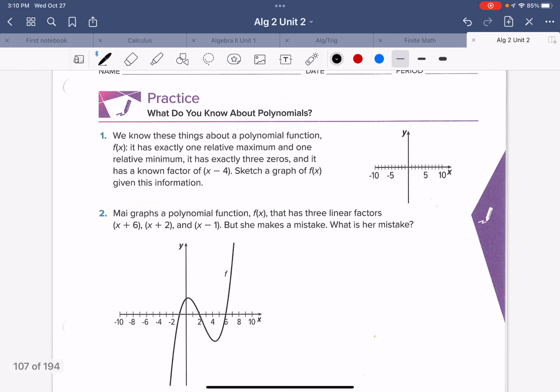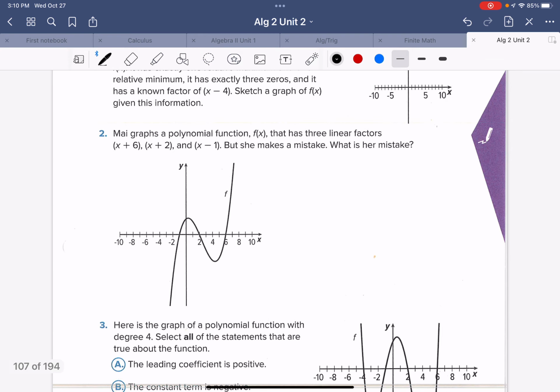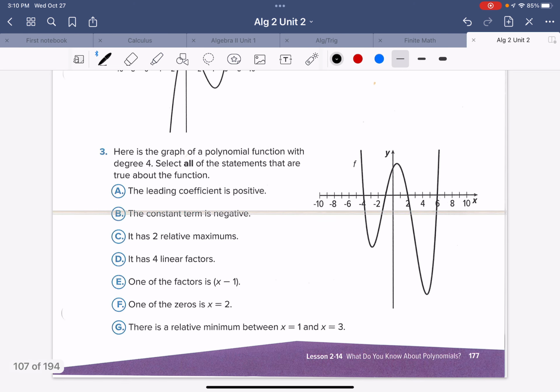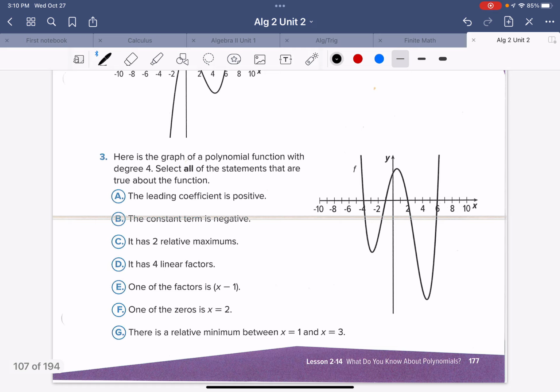All right, so here you can make any graph you want. Number 2, you're looking for what our mistake is. Let's go through number 3. So we know this has to be a 4th degree polynomial or a 6th degree polynomial, etc., because it is up on the left and up on the right. We know that it crosses at a positive number. So it says the constant term is negative. No, that's not true. The constant term is positive, so that's out.